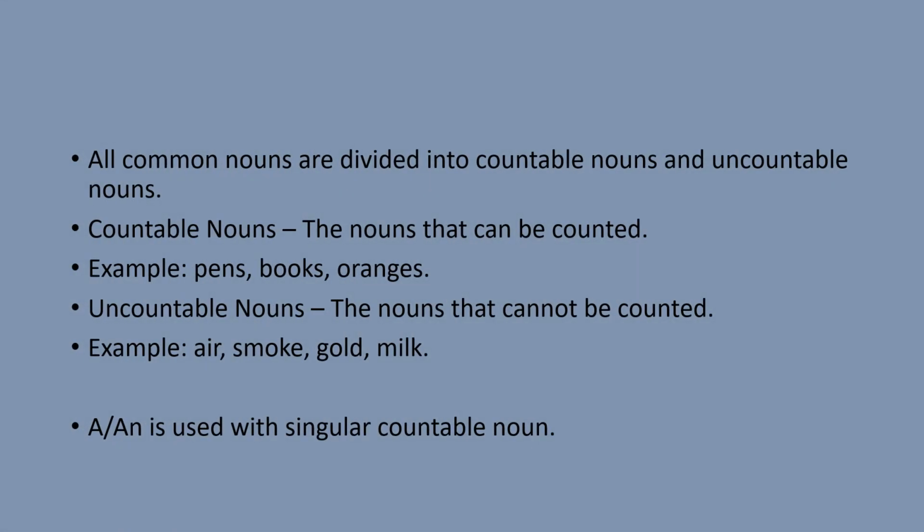Now, all common nouns are divided into countable nouns and uncountable nouns. So it is very simple. Countable nouns are all those things that can be counted, like pen, book, oranges, chair, students, boy, girl. And uncountable nouns are those nouns that cannot be counted, like air, smoke, gold, milk, water, juice, sugar. So you need to remember, countable nouns can be counted, uncountable nouns cannot be counted, but they can be measured. So they are measured in quantities.